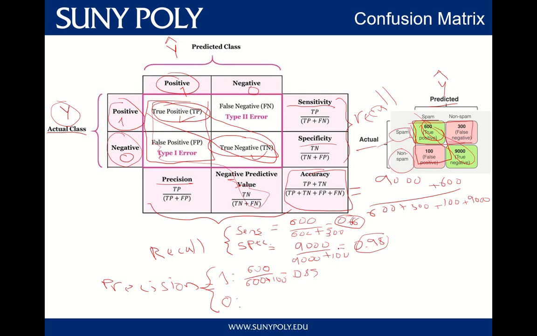So this one has a good precision, but the recall is not good for that class, right? And then for the zeros, or non-spam, it is 9,000, again we look at the column, divided by 9,000 plus 300. So we get good quality for this one too, good precision.